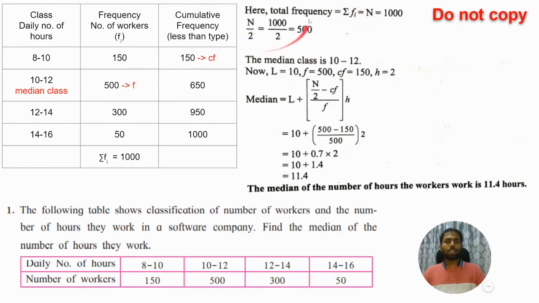And then you find n by 2. N by 2 is 500. Then you start finding 500 in cumulative frequency. 150 is smaller than 500, you move ahead.